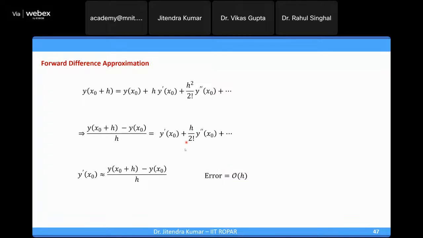However, the order of the error here is h. You see the leading term is just h. So the order in this case is 1. So this forward difference formula is first order accurate.